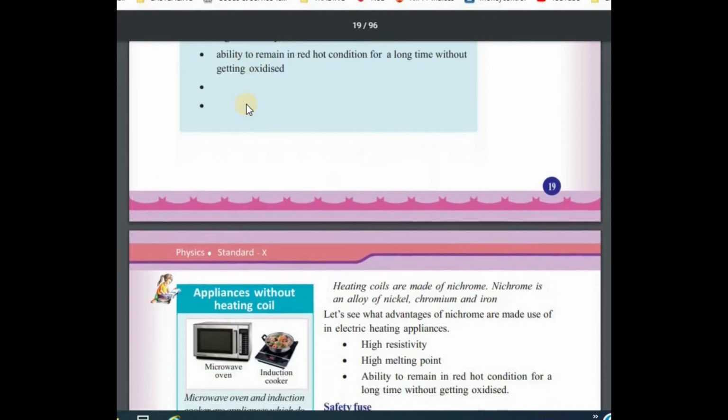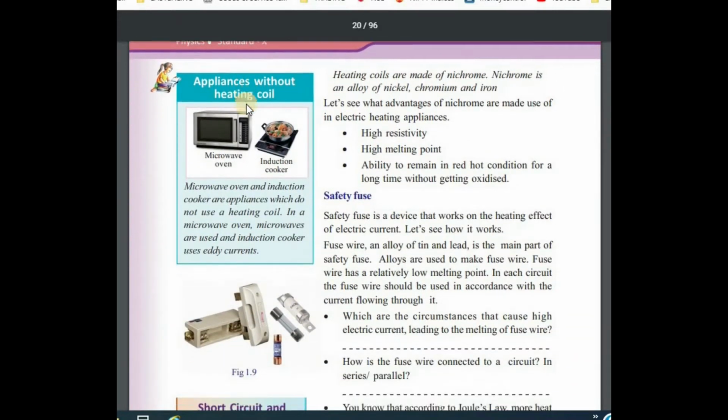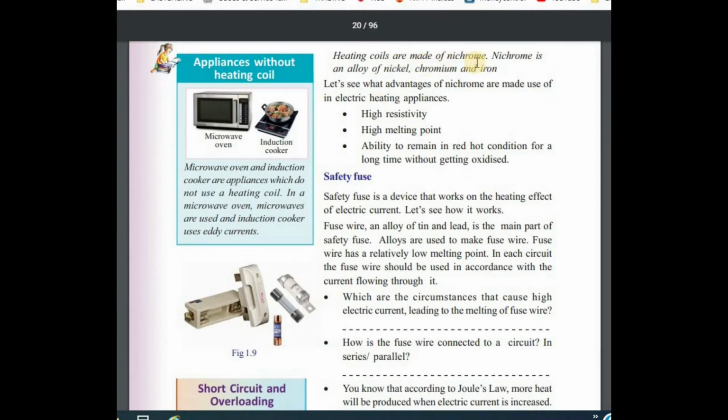What are they? Let's see, we have it in detail here. Heating coils are made of nichrome. I already told you, nichrome is an alloy of nickel, chromium and iron. Let's see what is the advantage of using nichrome in electrical heating appliances. The peculiarities of nichrome are high resistivity, its high melting point and ability to remain in red hot condition for a long time without getting oxidized. These are the peculiarities of nichrome. That is why we use it as a heating coil.